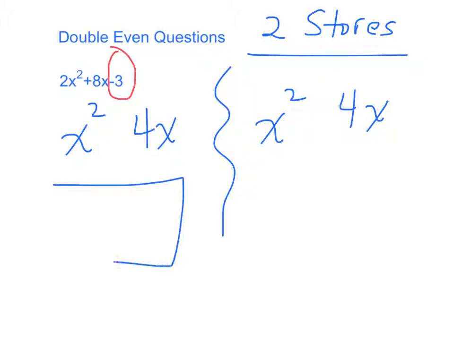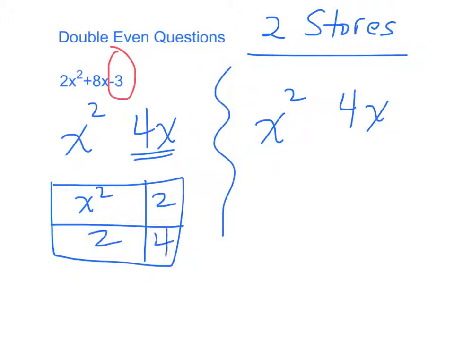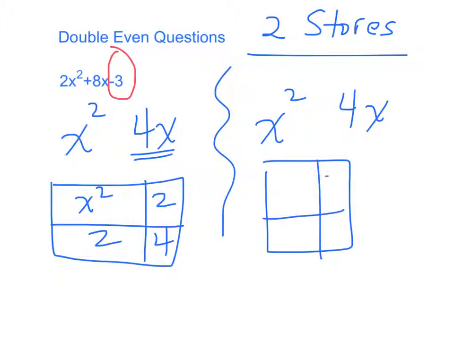So let's build our grid. I apologize, these should be squares. We're going to put an x squared. Now what do we put in here? Well, it's not 8 and it's not 4, because we're going to split up our 4's into 2. And 2 times 2 is 4. So I do that again on this side: 2, 2, 4.